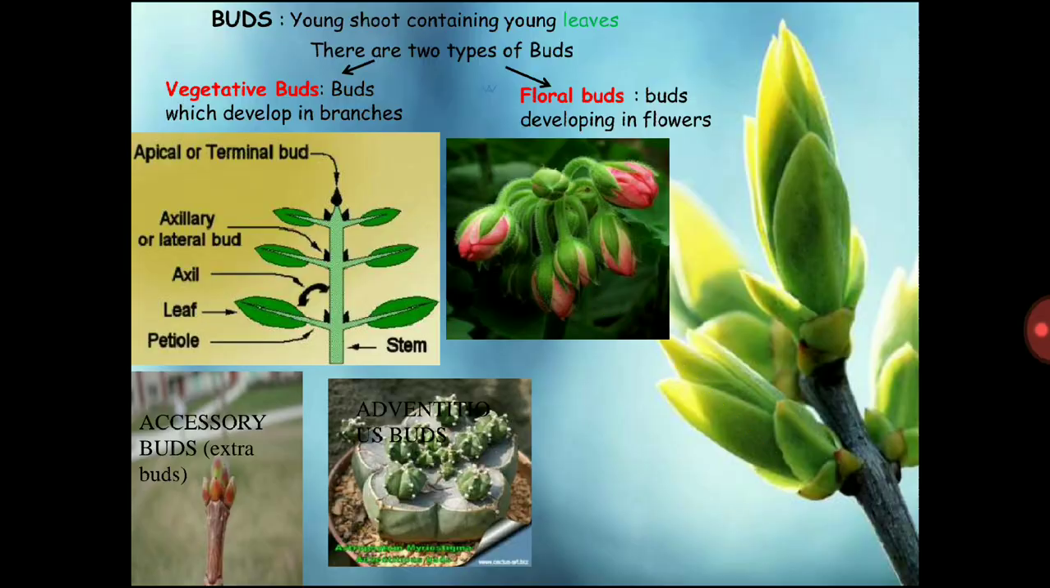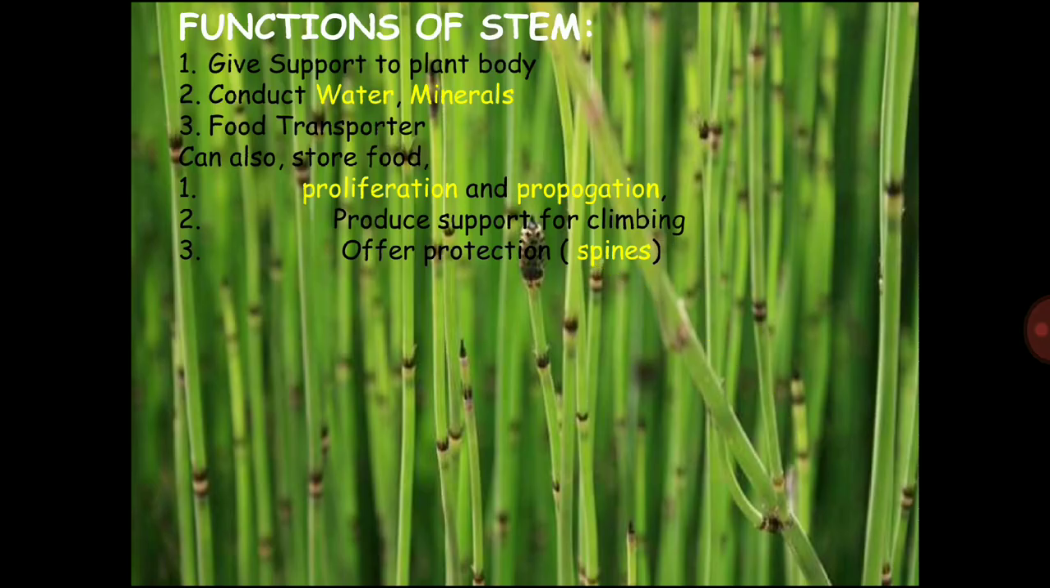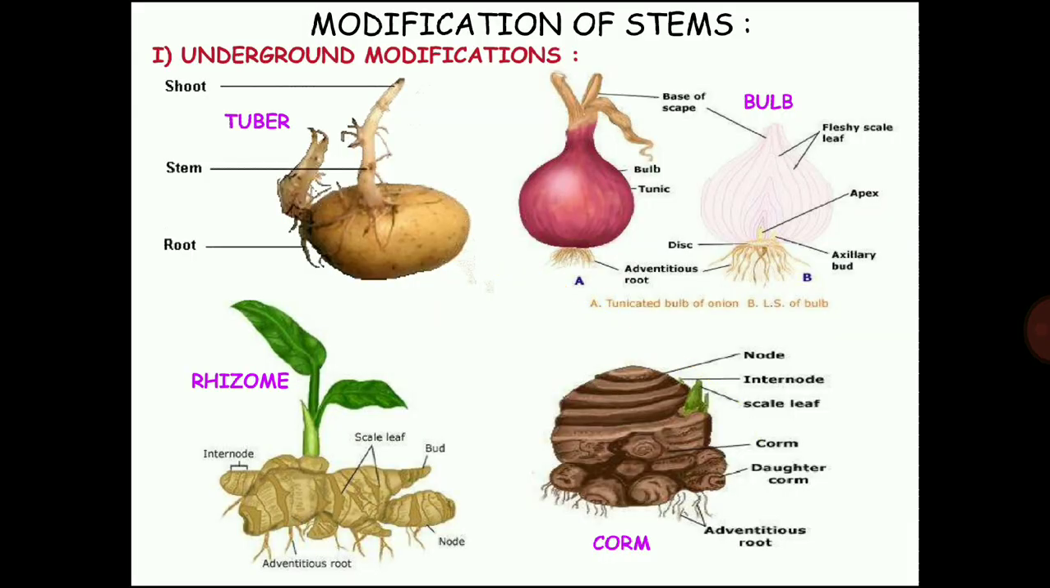The stem bears buds, which may be terminal or axillary. Stem is generally green when young and later often becomes woody and dark brown. The main function of the stem is spreading out branches bearing leaves, flowers and fruits. It conducts water, minerals and photosynthate. Some stems perform the function of storage of food, support, protection and of vegetative propagation.